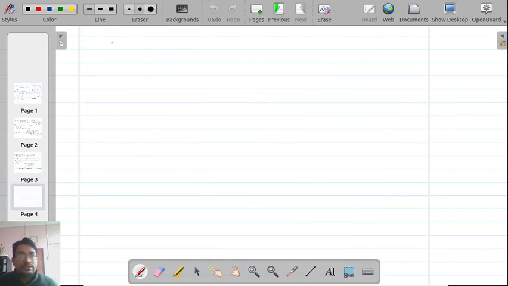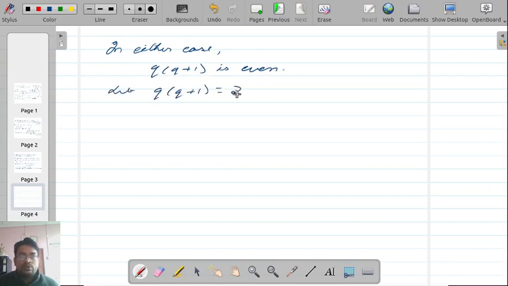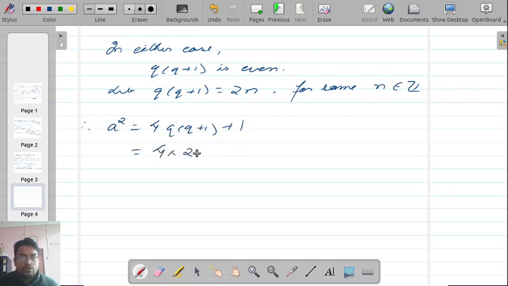That means in either case, q into q plus 1 is even. So let q into q plus 1 equal 2 into some n, for some n belonging to integers. Therefore a square is equal to 4 into q into q plus 1, plus 1, right? So this can be written as 4 into twice n, or I could have written k itself directly. So let q into q plus 1 be written as 2 into k for some integer k.